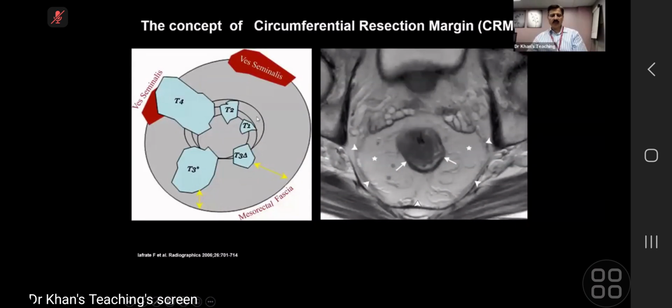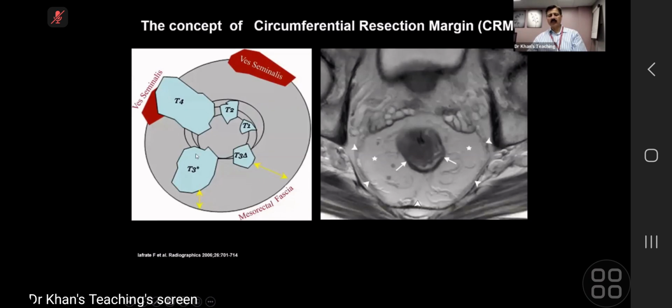Now, key thing is, if you concentrate on this diagram, it tells you T3 tumor. So this is the mesorectal fascia. T3 is a tumor which goes into the mesorectal fat. T1 and T2 will be confined to the wall of the rectum. T3 will go into the mesorectal fat, and that becomes an exam case. If a tumor goes to a mesorectal fat, it becomes T3.